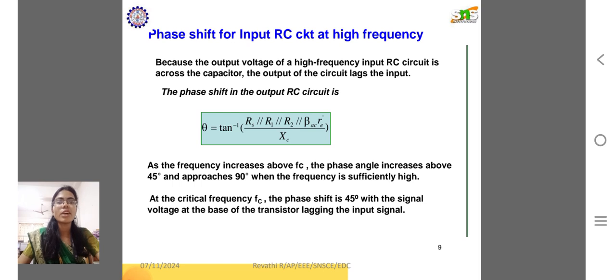Phase shift for input RC circuit at high frequency. Because the output voltage of a high frequency input RC circuit is across the capacitor, the output of the circuit lags the input. As the frequency increases above FC, the phase angle increases above 45 degrees and approaches 90 degrees when the frequency is sufficiently high. At the critical frequency FC, the phase shift is 45 degrees, with the signal voltage at the base of the transistor lagging the input signal.